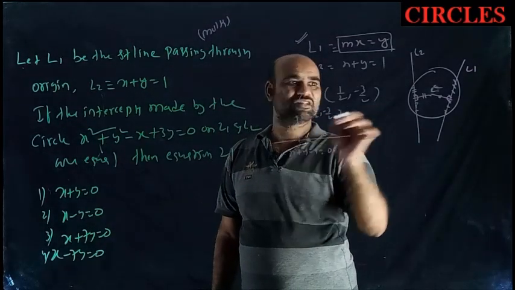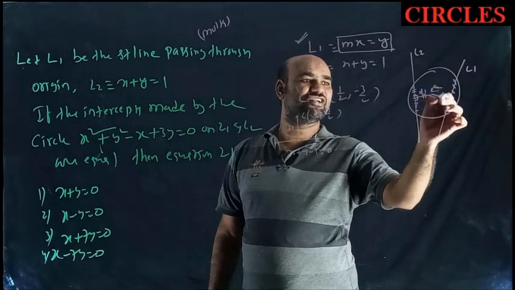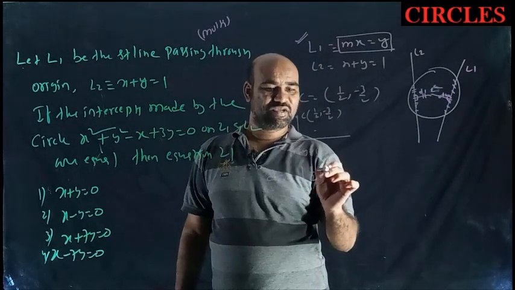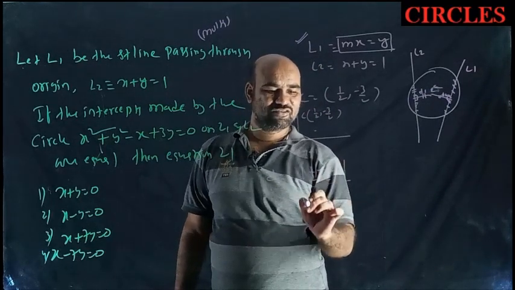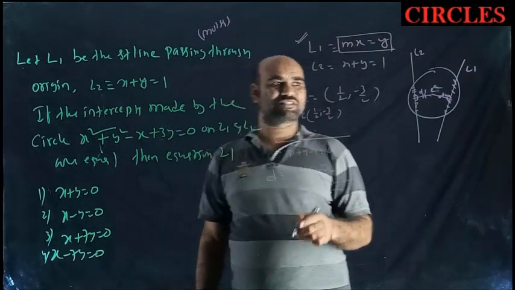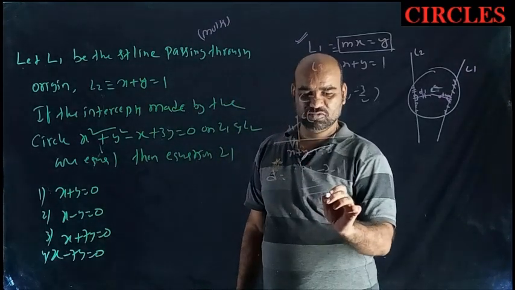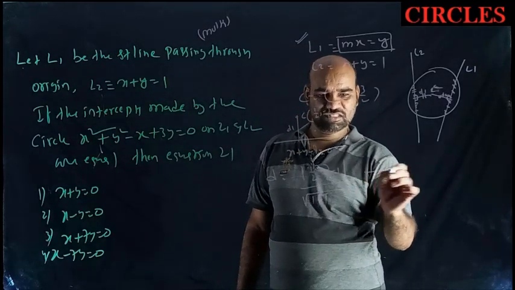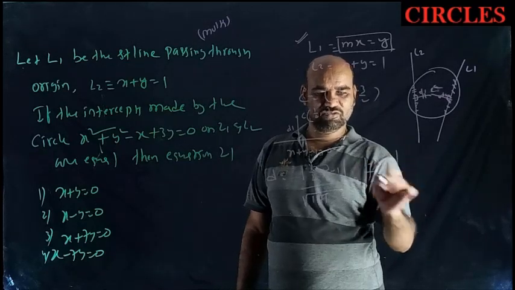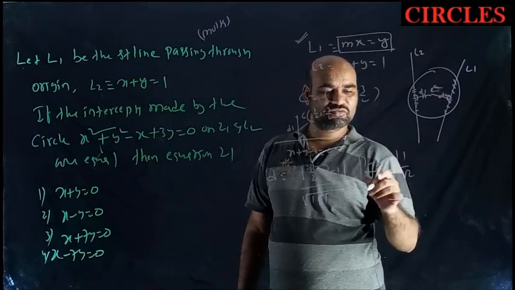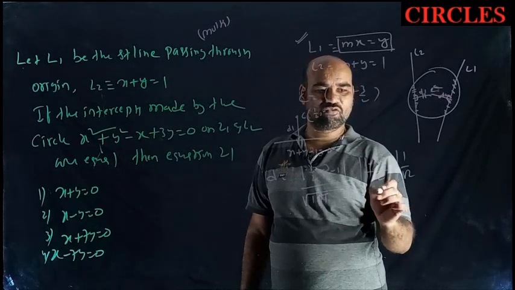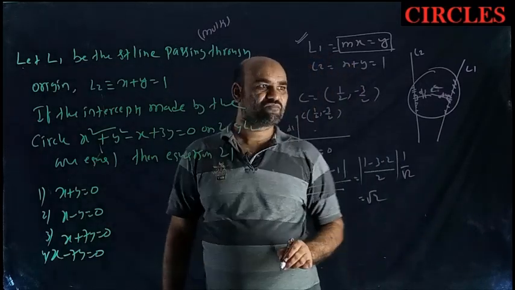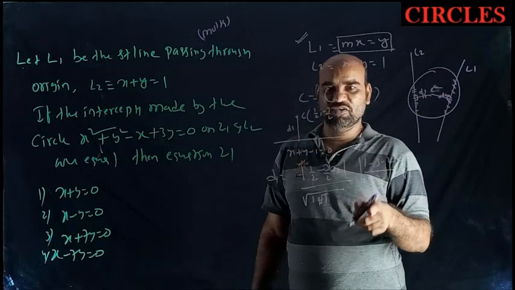Say D1 and D2, where D1 equals D2. D1 equals half minus 3 by 2 minus 1 by root over a square plus b square. A square plus b square means root of 1 plus 1, root 2. So taking the LCM, this is equal to 1 minus 3 minus 2 by 2 by root 2, which is 4 by 2 root 2, total root 2. So D1 I got is root 2. D2 we should find and equate to D1, then we will get the m value.